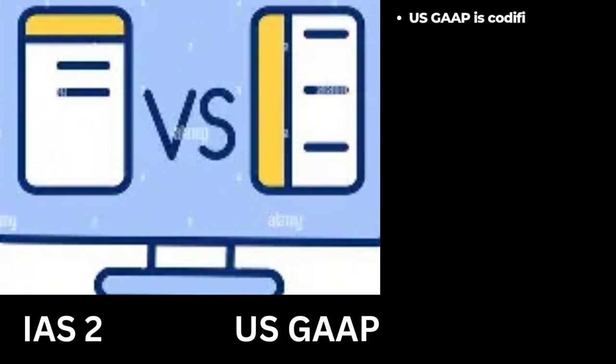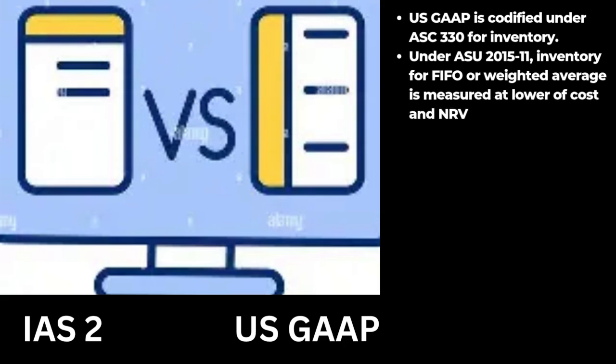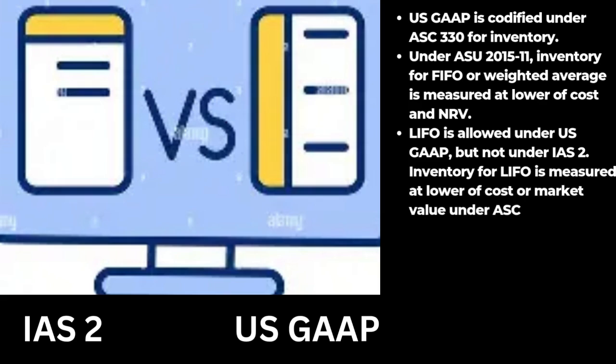Let's compare IAS 2 with US GAAP. US GAAP is codified under Accounting Standard Code 330 for inventory. As per Accounting Standard Update of November 2015, inventory for FIFO or weighted average is measured at lower of cost and NRV. LIFO is allowed under US GAAP, but not under IAS 2.